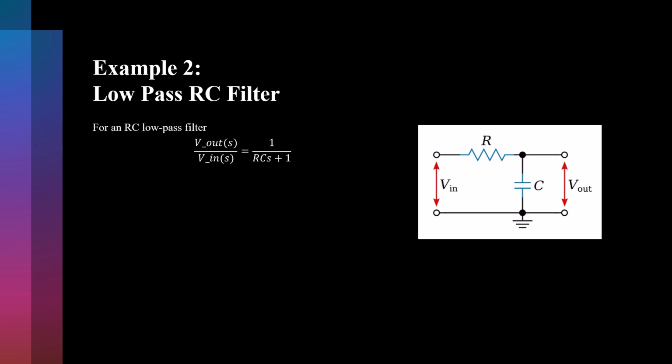The final equation is this one: V out of S by V in of S is equal to 1 by RCS plus 1. Now I'm getting the total final equation as a transfer function, but it has a few initial steps with respect to the input and also with respect to the output. We need to write both equations, and only after that take the transfer function as the final step.